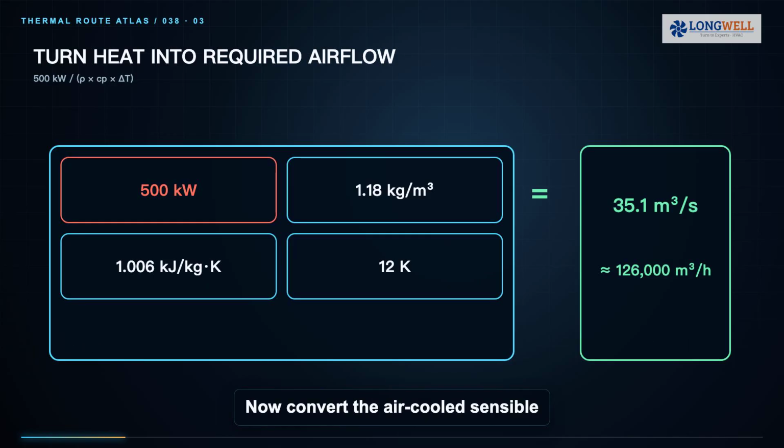Now convert the air-cooled sensible heat into a first airflow estimate. In this teaching example, 500 kilowatts are assigned to air cooling. With inlet air density of 1.18 kilograms per cubic meter, specific heat of 1.006 kilojoules per kilogram Kelvin and a 12 Kelvin rack air temperature rise, volume flow equals heat divided by density, specific heat and temperature rise. The result is 35.1 cubic meters per second, or about 126,000 cubic meters per hour.